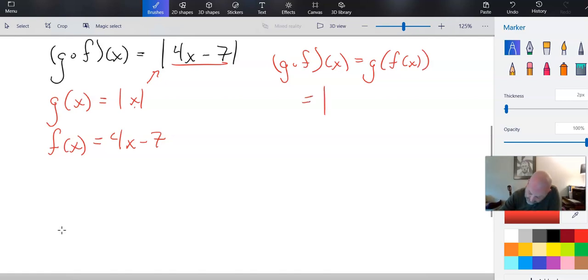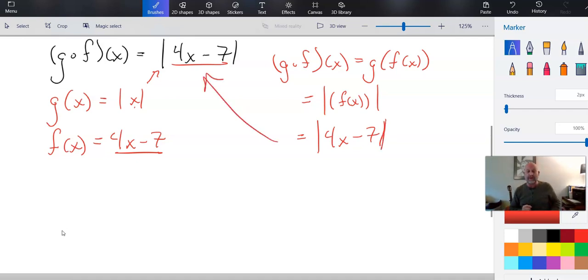So let's see, g is an absolute value of whatever the argument is, which is f of x. And f of x, we're saying, is that. So this should be 4x minus 7. And if you can come to the same answer that you started with, you win, right? It totally works. So we did find two functions that give us this composition. Okay, I want to look at one more example of this, and that'll pretty much be it at this point.